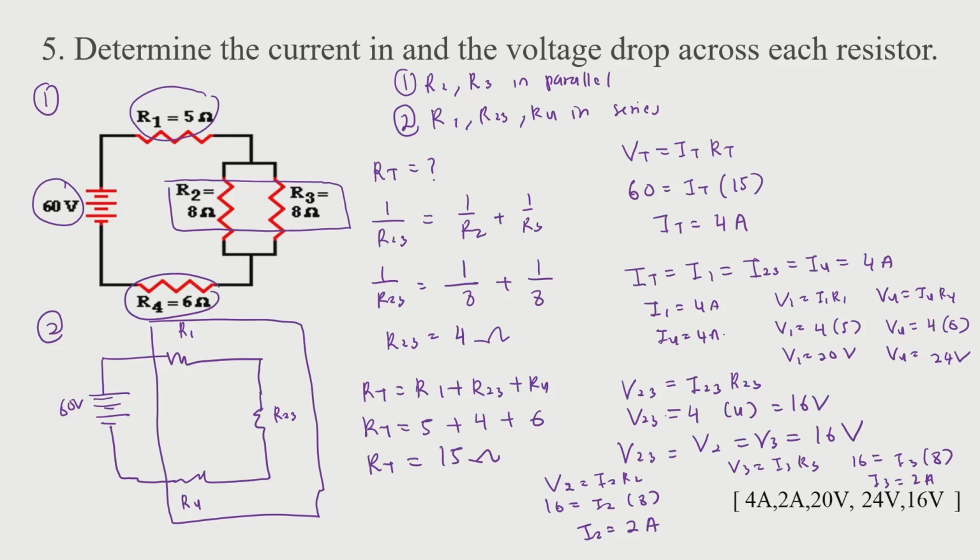So, we already found the answer. It's a bit messy, I'm sorry, but okay. We already have the current that flows through resistor 1, resistor 4, resistor 2, and resistor 3. We also have the voltage across resistor 1, resistor 4, and resistor 2 and 3. Right? Okay, next.